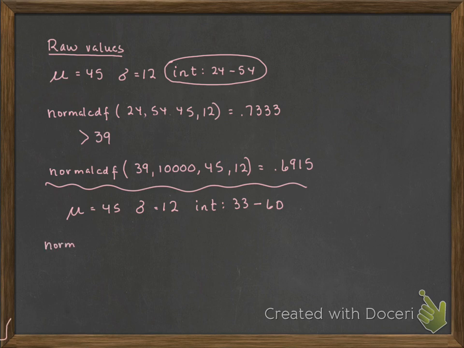So, normal CDF, your interval starts at 33, goes up to 60. These are raw values, remember, the mean and the standard deviation. So, hopefully we have become pros at this by now. And we find that that probability is 0.7357. Okay, and there you go. It doesn't get much more difficult than that. Okay, and example 3 just goes through telling us how to use our calculator to do that.